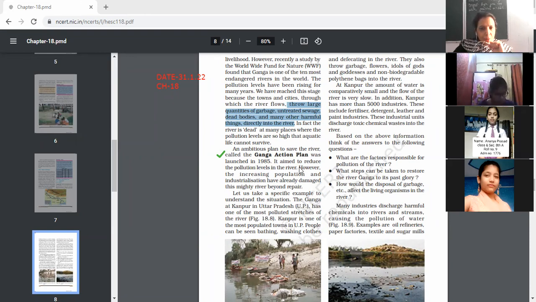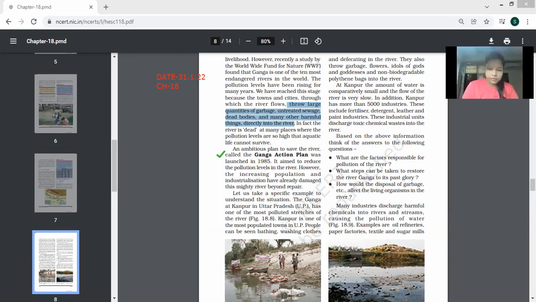And what was the aim of this plan? To reduce the pollution levels in the river Ganga. Okay, kindly underline it. And in 2016, one more action was started to clean Ganga. So these are the initiatives taken by our government. A few more points we'll see in the next reading, on how the river is getting polluted.